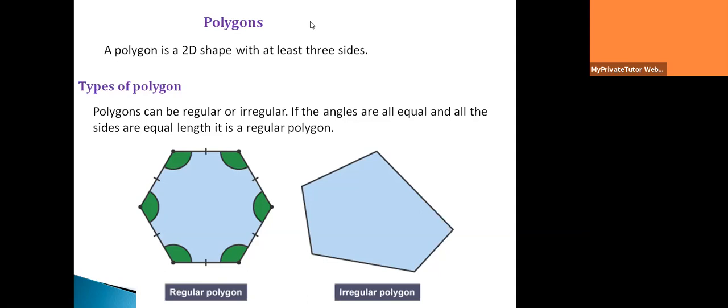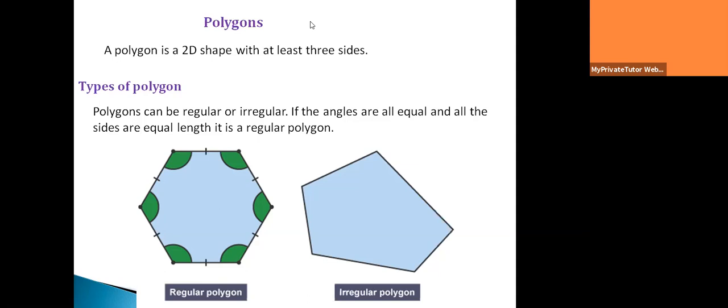What do you mean by regular polygons? All the sides of the shape are the same. If you take a square, all 4 sides are the same, so that is a regular polygon. If you take a hexagon, heptagon or octagon, we have the same side length for all the sides in that shape. So that is a regular polygon.